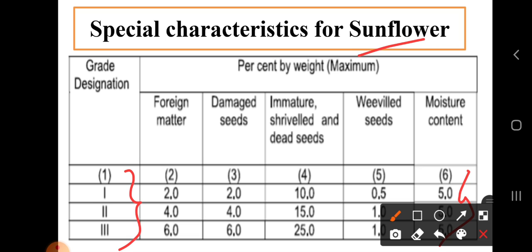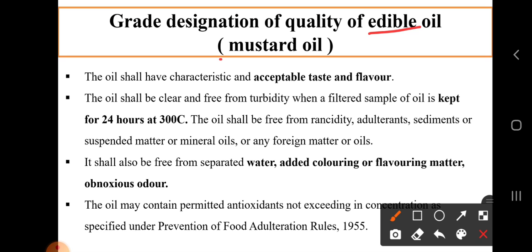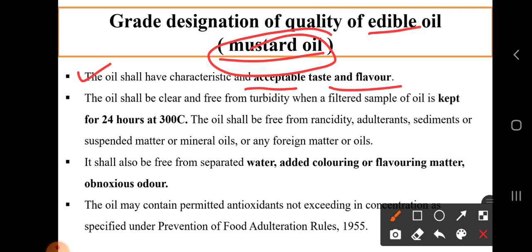Then what are the grade designations required in case of edible oils, especially mustard oil? The oil shall have an acceptable taste and flavor. Your mustard oil should have an acceptable taste and flavor, or we can say it should be fit for human consumption.